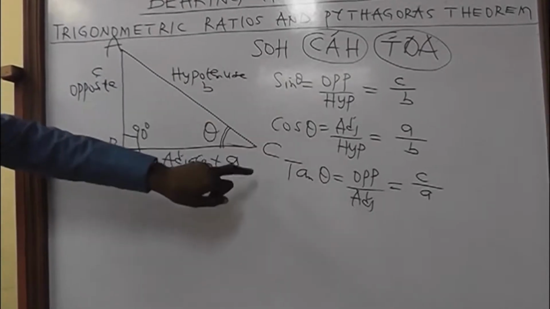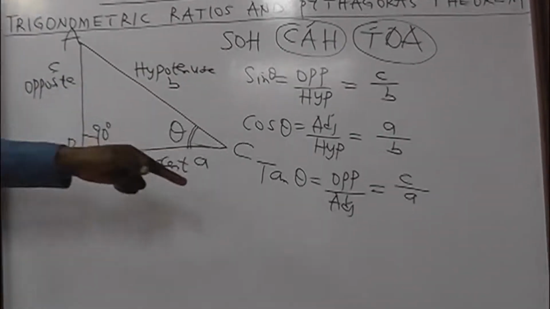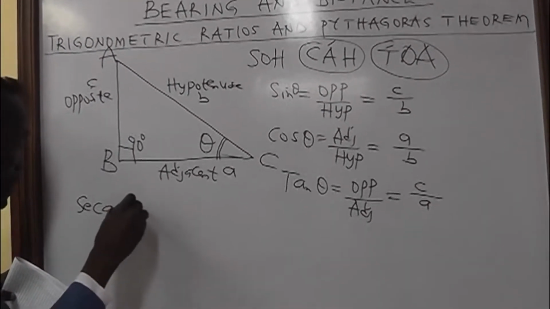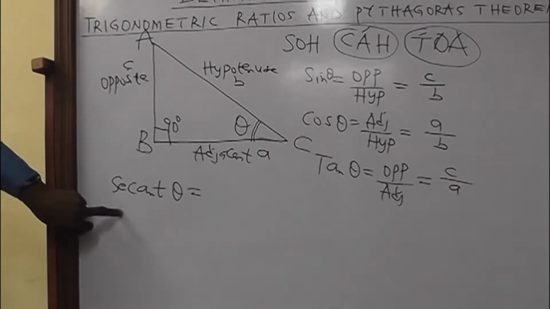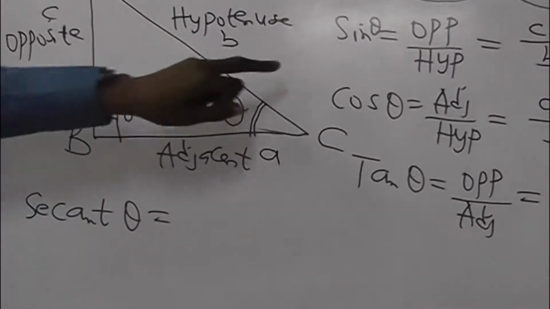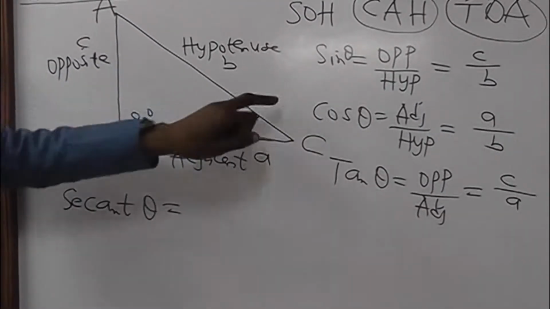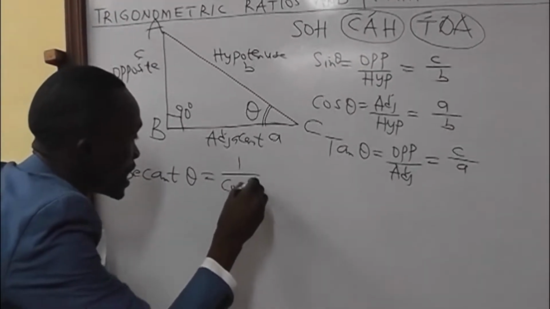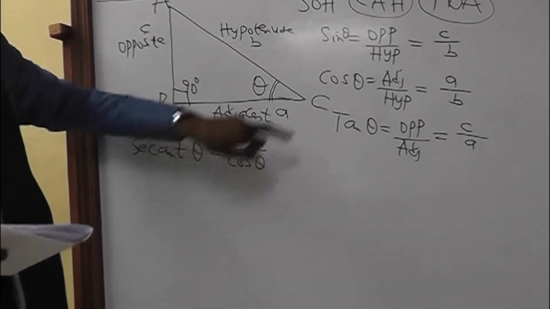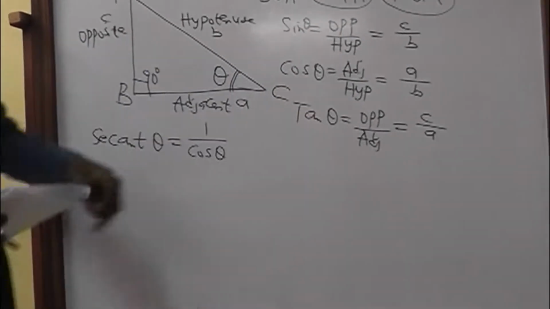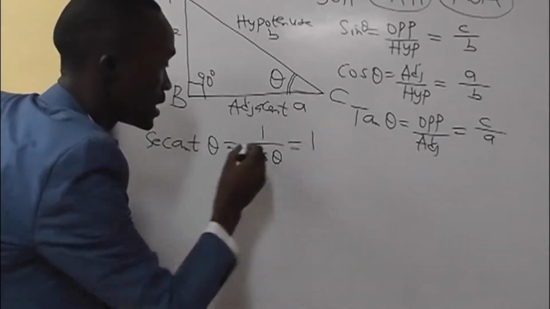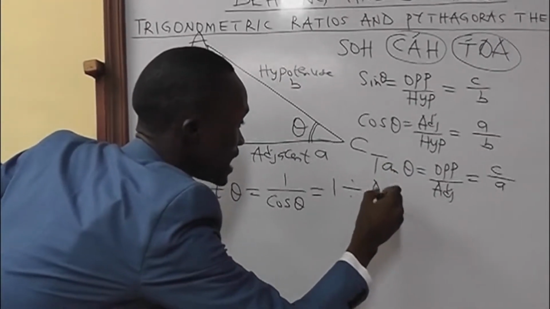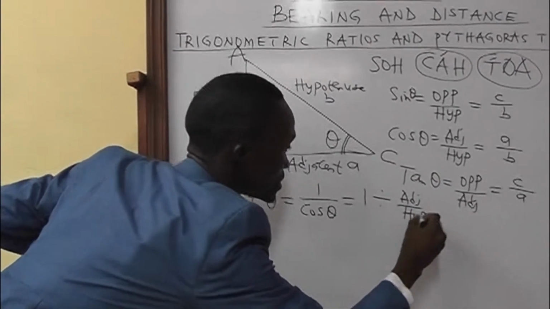Apart from these three that we have, these are the fundamental ones. We also have another one that we call secant theta. Secant is just the inverse of cosine. Since we've already derived that cosine is A over B, secant is just the inverse of cos theta, and we said cosine is adjacent over hypotenuse. So which means what we have here, we have 1, the symbol here is representing division, 1 divided by adjacent over hypotenuse.